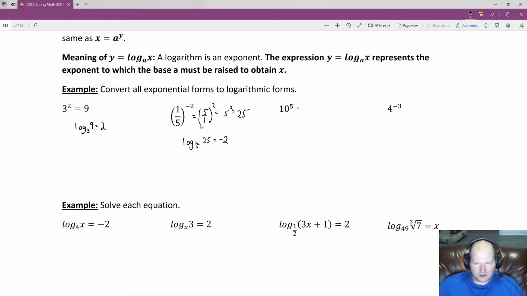So 1/5 to the negative second power is equal to 25, and that's correct. Okay, so how about over here? Again, we're going to have to do an extra step of figuring out what that's equal to, but now we can write it in logarithmic form, right?